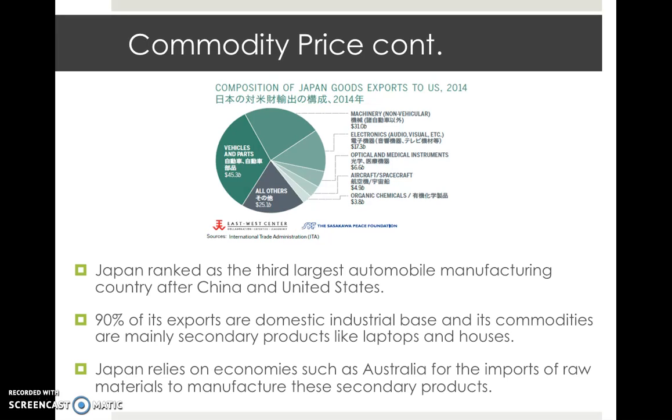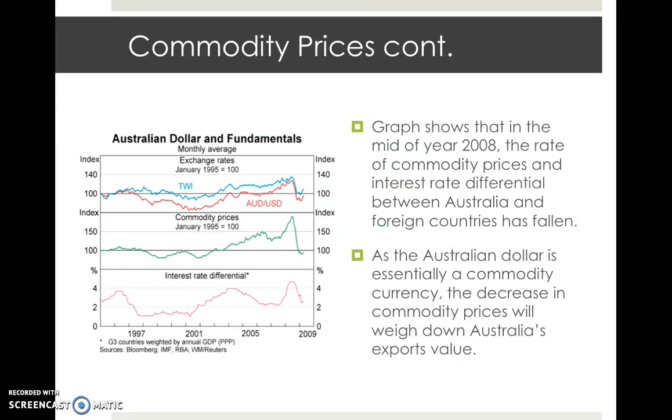Japan is ranked as the third largest automobile manufacturing country after China and the United States. 90% of its exports are domestic industrial based, and its commodities are mainly secondary products like laptops and houses. Japan relies on economies such as Australia for the imports of raw materials to manufacture these secondary products.